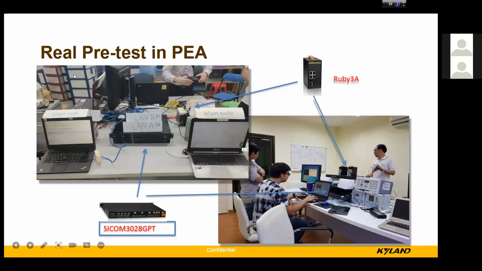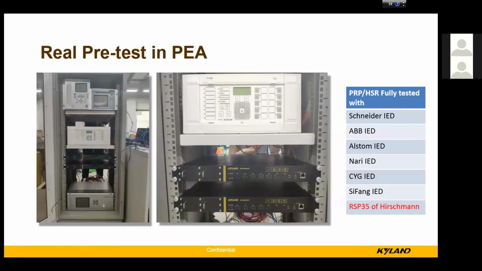And here you can see some pictures of that test. And here is our SICON 3028 GPT. Here is a red box. And the customer is doing the test using Wireshark, and they are verifying whether there is zero packet loss. In that test, there are many IED vendors: Schneider, ABB, Alstom, and many Chinese companies involved in that project.